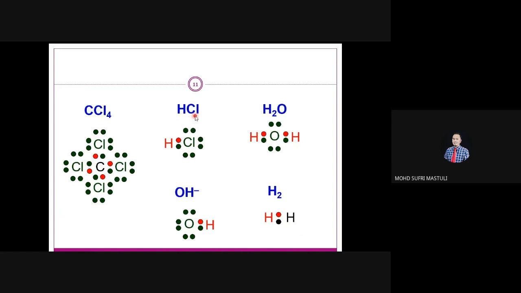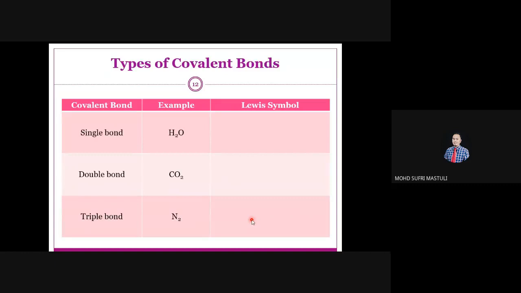HCl, hydrochloric acid, chlorine needs 1 electron to be shared with the hydrogen in order to become 8, the octet rule. H2O we already covered. The H2 is a very simple molecule. So each hydrogen only shares 1 valence electron with another hydrogen. So hydrogen, single bond, hydrogen. Okay, so I think we already covered this one.